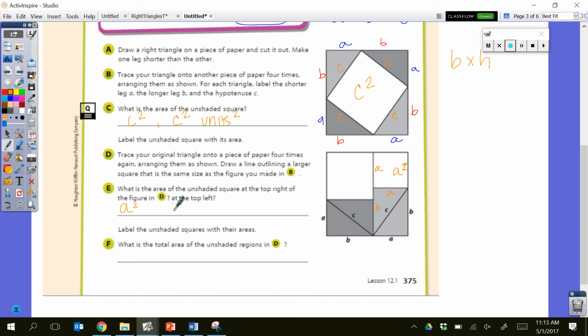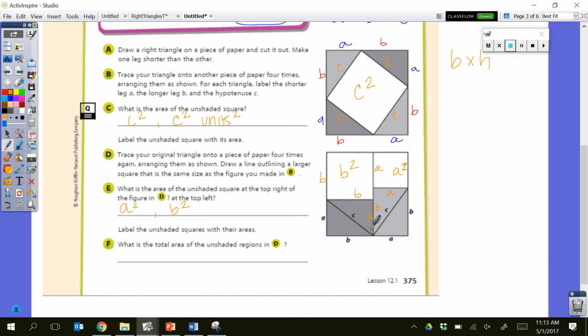And at the top left, well, this is A, B, C. This would be short leg A and B. So that means that this is also B, since this is a square. So our area would be B squared. Okay, then label the unshaded squares with the area, and we already did that. A squared and B squared. Got those lengths from our triangle lengths here.